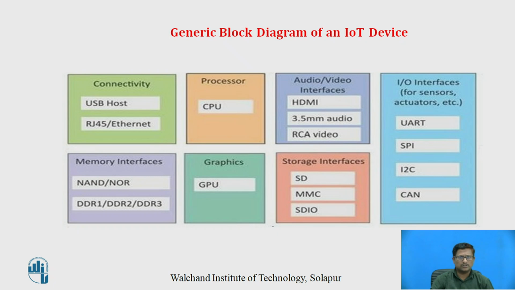So these are the different parts of the IoT devices. Connectivity is very important, where the USB host and RJ45 Ethernet facility should be there. Then it requires the processor, central processing unit, audio video interfaces, HDMI, RCA video. Then a graphics GPU is required. Memory interfaces are required, and storage devices. Then different IO interfaces like UART, SPI, serial communication, and CAN are required.